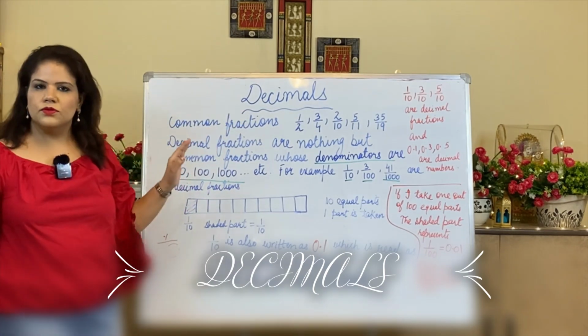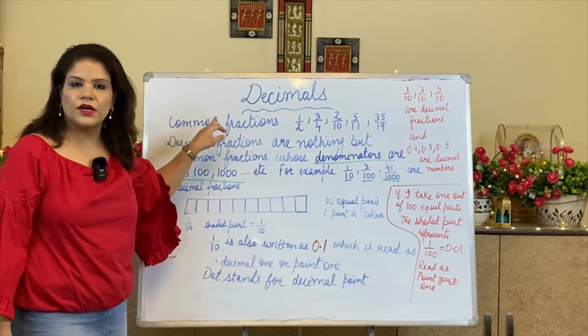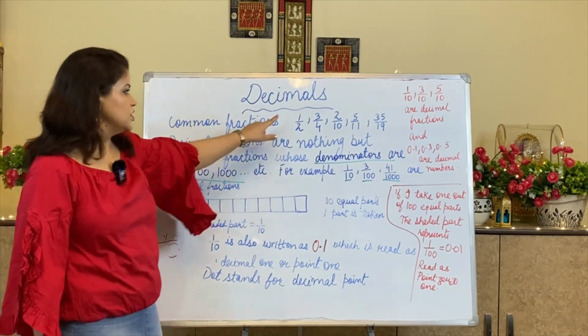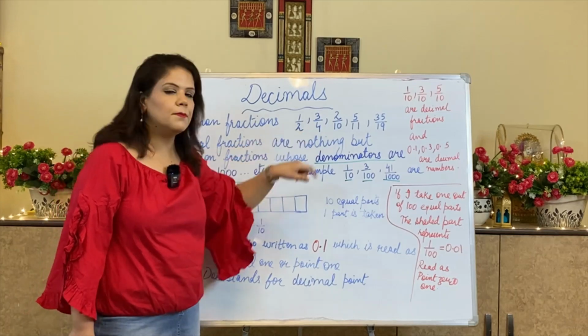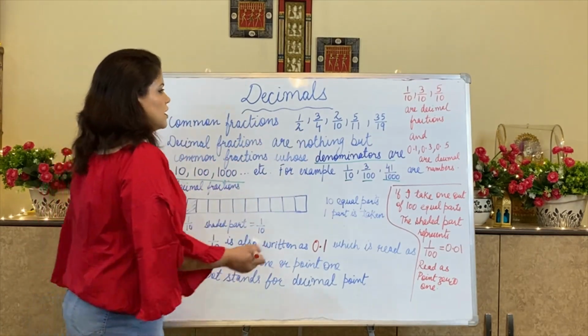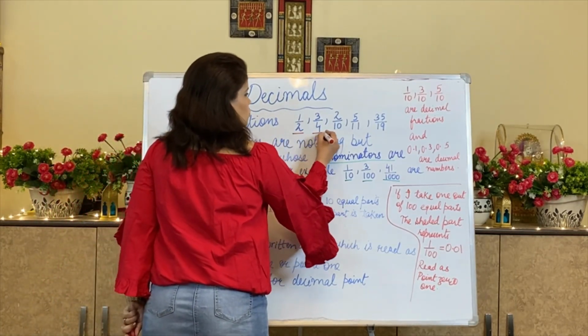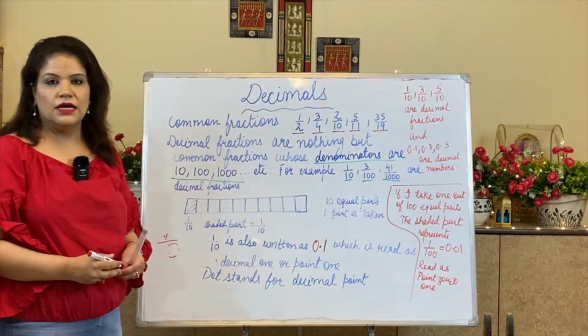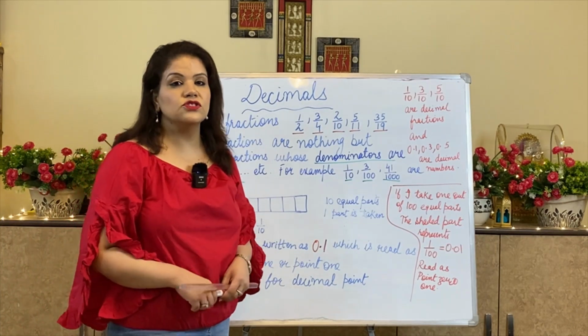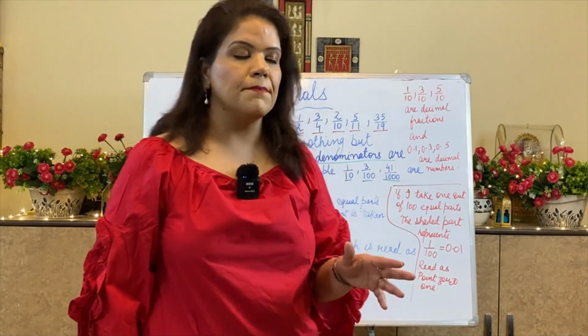We have done up to here common fractions. What are common fractions? They have a numerator and denominator and they are separated by a line. So these are the common fractions: 1 by 2, 3 by 4, 2 by 10, 5 by 11, 35 by 19. Here the denominators, you can see, are numbers.